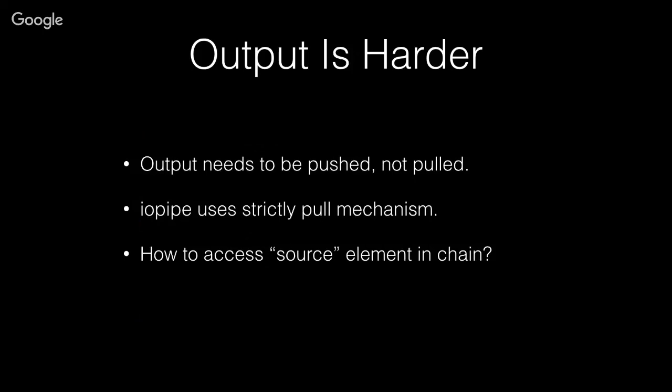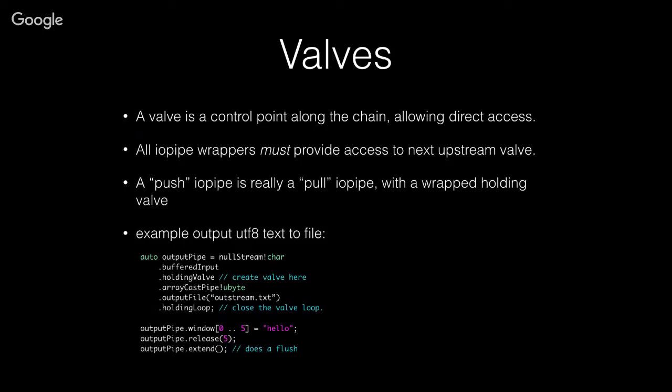So the weird way I came up to do this is called valves. I call them valves. If you think of a pipe, a valve is like a control point along the pipe. If you had this long pipe and you had some valves along the way, they change the way things are flowing. That's why I called it a valve. So it's just some control point along the chain that allows direct access to that point.